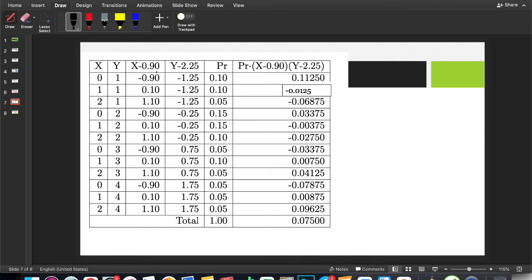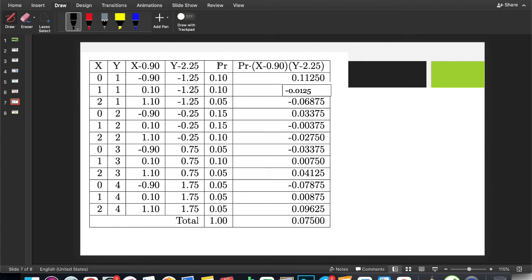And that is also followed in column 4. Okay, so if you take a look at column 4, these values were obtained by subtracting 2.25 from 1. So that's 1 minus 2.25, so you have negative 1.25. 2 minus 2.25 is negative 0.25, and so on and so forth.